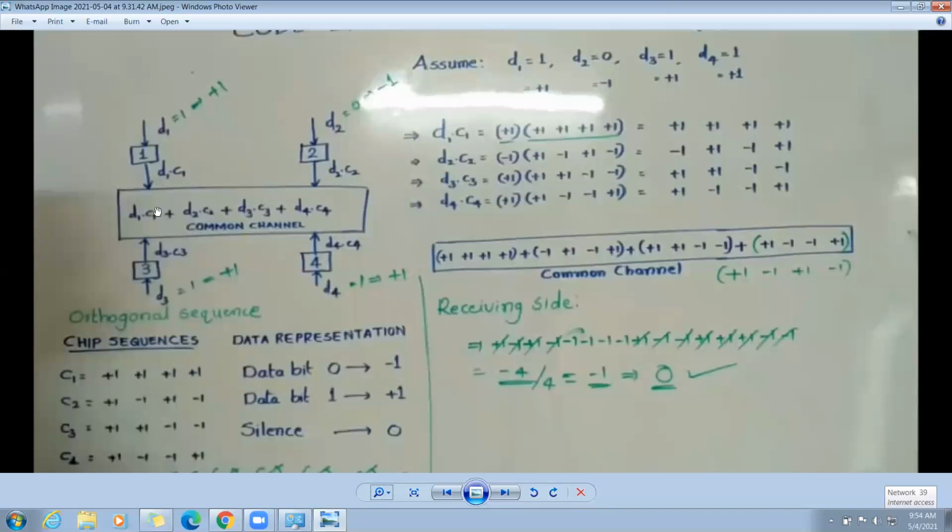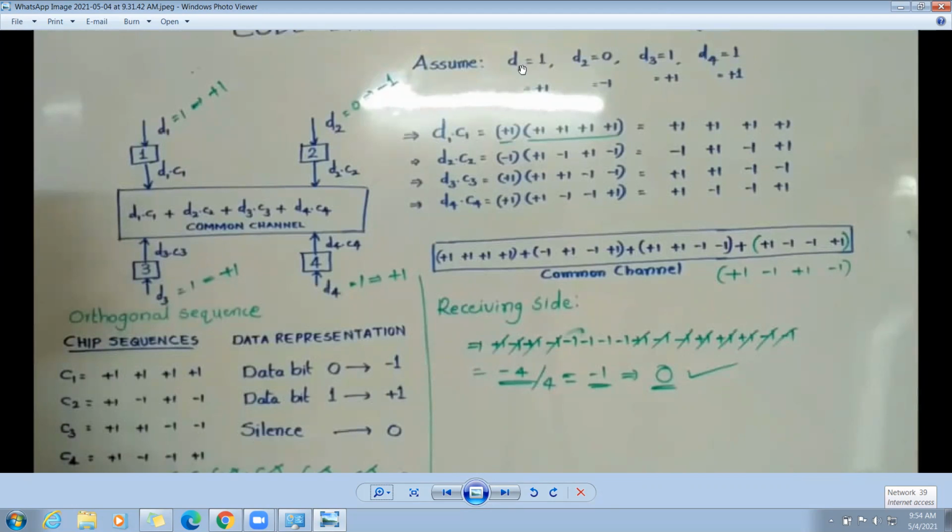Okay, this is the common channel which is used by 4 stations. Station 1 is transmitting the data D1, station 2 is transmitting data D2, similarly D3 for station 3 and D4 for station 4. These are the data. Here, assume that this is the data to be transmitted by the stations.